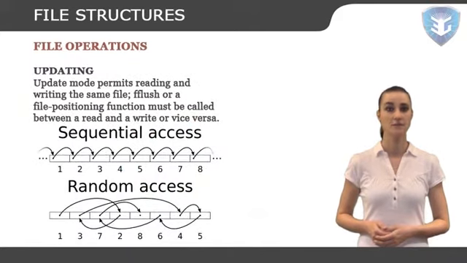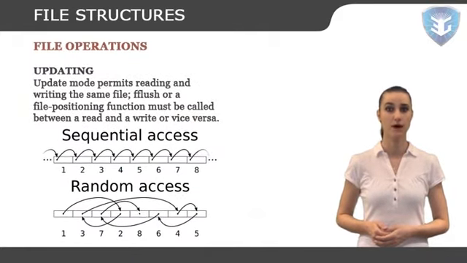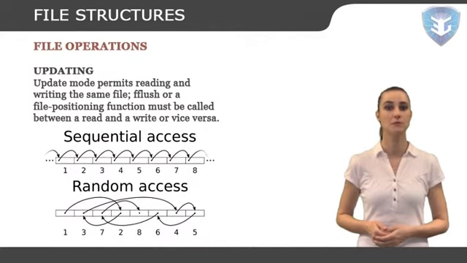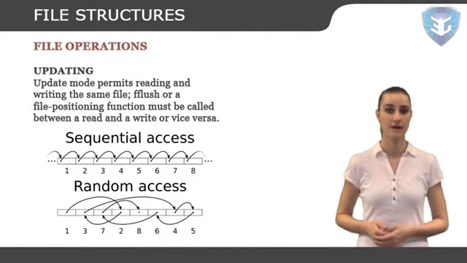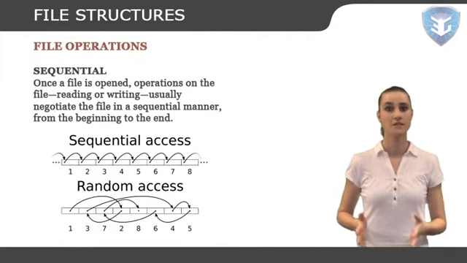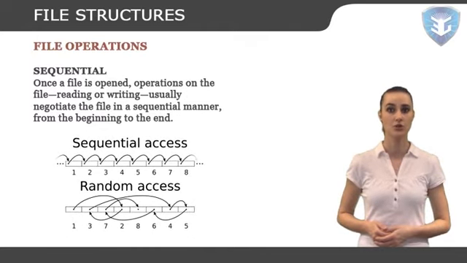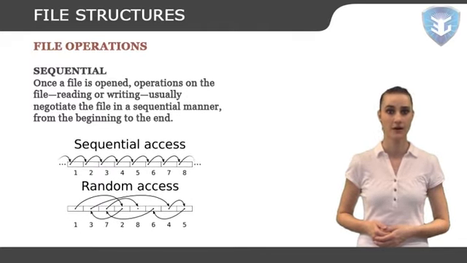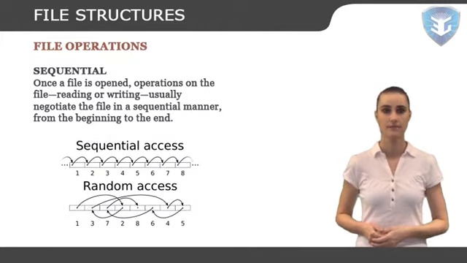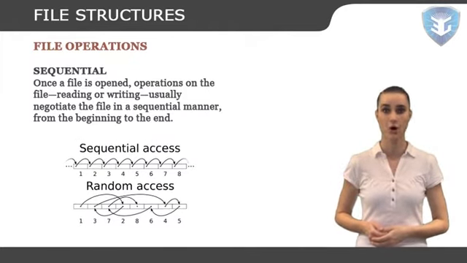Updating. Update mode permits reading and writing the same file. fflush, or a file positioning function, must be called between a read and a write or vice versa. Sequential. Once a file is opened, operations on the file, reading or writing, usually negotiate the file in a sequential manner, from the beginning to the end. The standard library provides a number of different operations for sequential I/O.